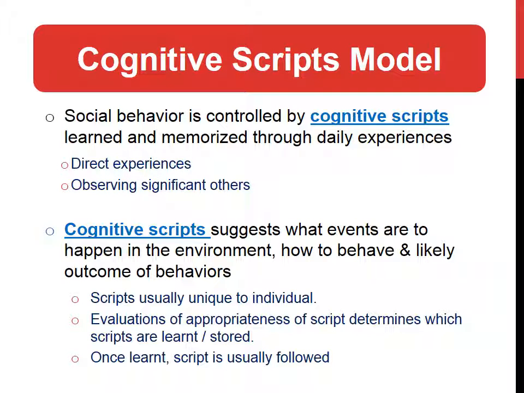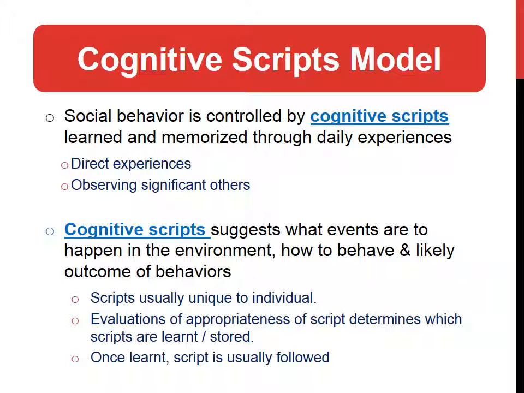Huesmann suggests that aggressive behaviors in particular are also controlled by cognitive scripts. Cognitive scripts are basically our thought processes which are learnt or memorized through our daily experiences. These experiences could either be learned directly through our own experiences or indirectly by observing significant others, their actions and the consequences of their actions. These scripts suggest what events are likely to happen, how the person should behave, and the likely consequences of their actions or the likely outcomes of their behaviors.